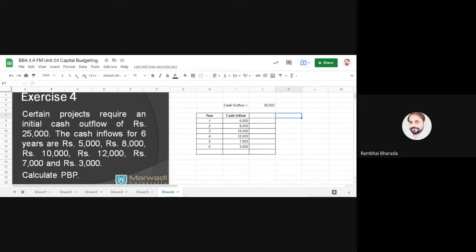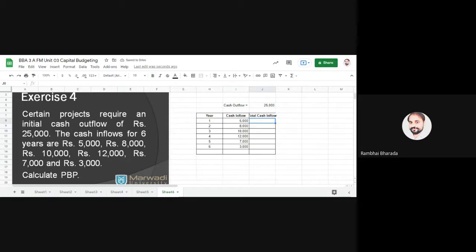Okay. Now, what is the payback period? No, no. That is the question. Calculate the payback period. What does payback period mean? The years required to recover the initial amount. Initial amount is 25,000. Let's do the total, the cumulative cash inflow.